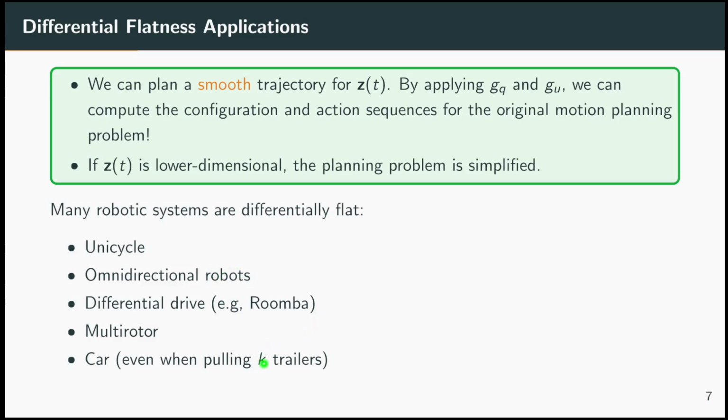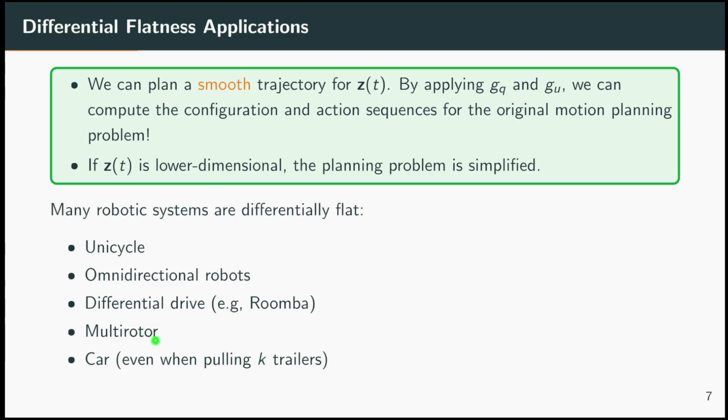Car is the same thing, especially also if you pull a trailer, which I always find maybe unintuitive. But then the flat output space is really just the position of the car that pulls the trailer. So you can really just plan in that XY space. And even if you then have 10 trailers that all kind of have an angle and so on attached to the car, that flat output is sufficient. So that's kind of cool.